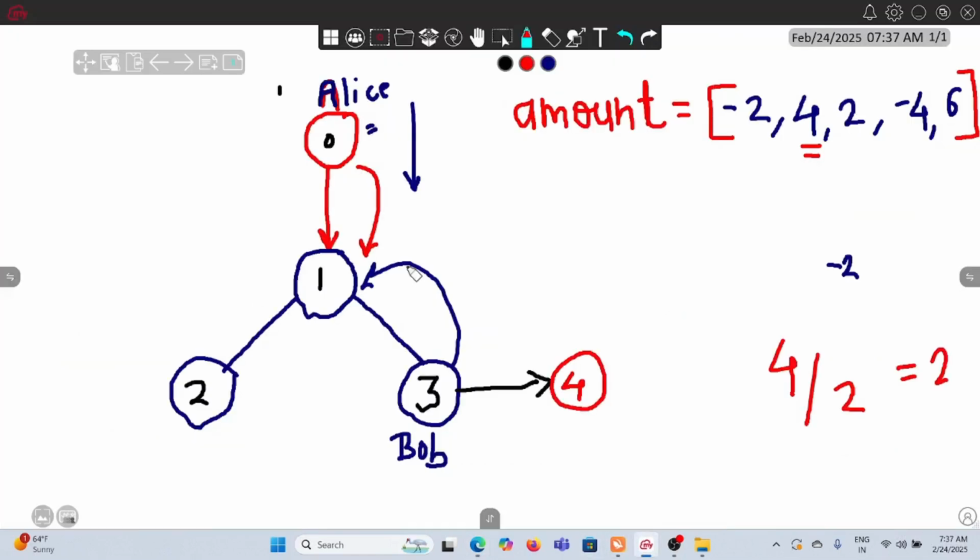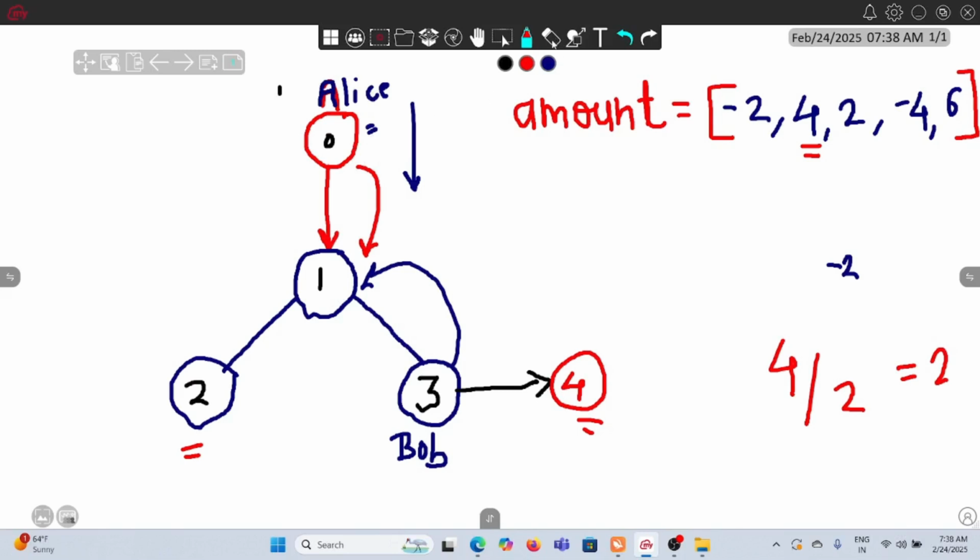Okay, so now Alice can go to 2 or 3 or 4. 2 and 4 are the leaf nodes, but we have to find a way such that Alice has the maximum amount of award. At the same time, Bob is also trying to go upward. So Bob would be opening certain nodes, and if gates are open, then no award points would be awarded. So we have to find that combination which will let Alice reach any of the leaf nodes, including Bob moving to the top of it. So we have to find the maximum amount Alice can acquire.